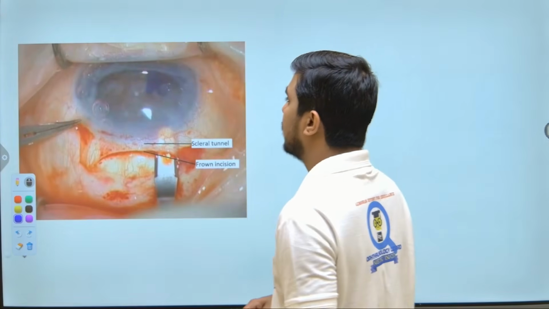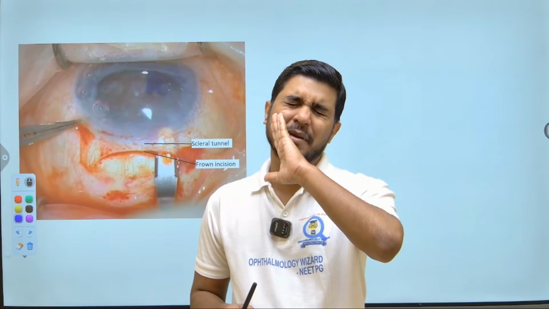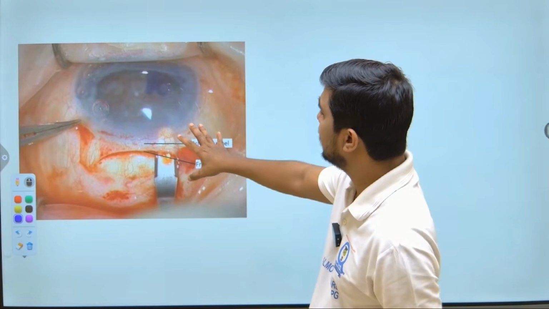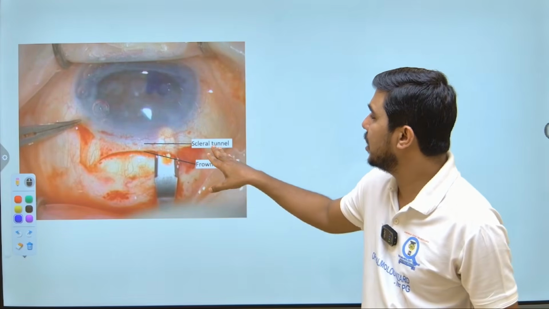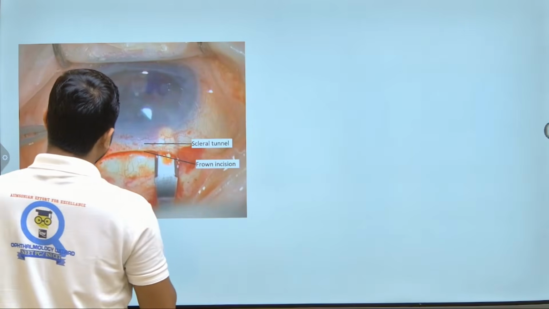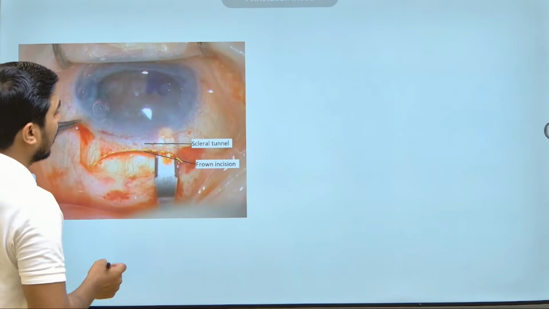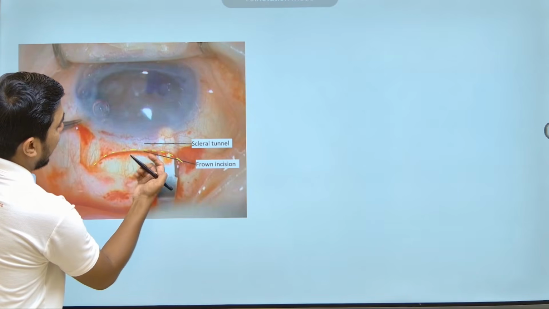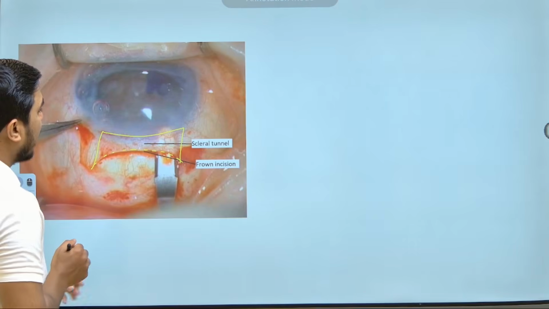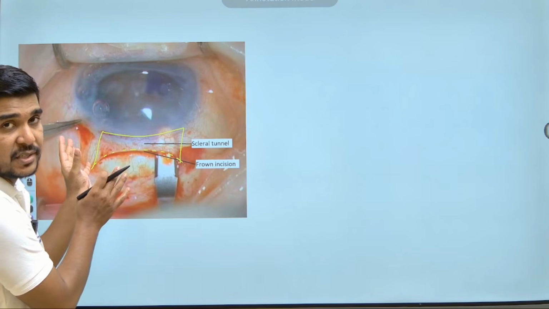Again, because cataract surgery is very important, you need to remember and know every type of cataract surgery. What is this? This is a frown incision, scleral tunnel. This is also a type of cataract surgery. Here you can see they are making a frown incision, a C-type incision. Now this instrument is inside the sclera, forming a tunnel. This is the tunnel, right? Then through this tunnel we enter the anterior chamber and do the cataract surgery.